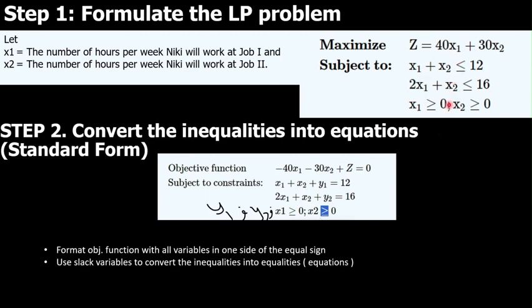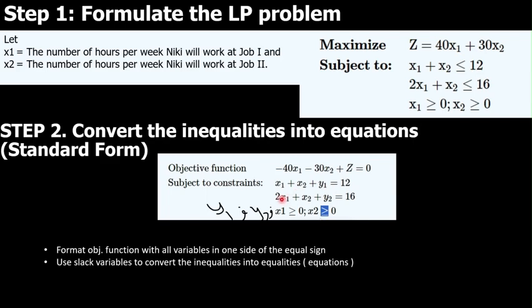So the next step after formulating the problem for the simplex method is to convert the mathematical model into standard form. We will replace the inequalities in the constraints with equal signs. We have here x1 plus x2 less than or equal to 12. We will add a variable y1, which will be the difference between 12, the right-hand side, and the sum of x1 plus x2. So let's say that the final solution would be x1 plus x2 equals 9. This means that y1 will be 3, since 12 minus 9 is 3.